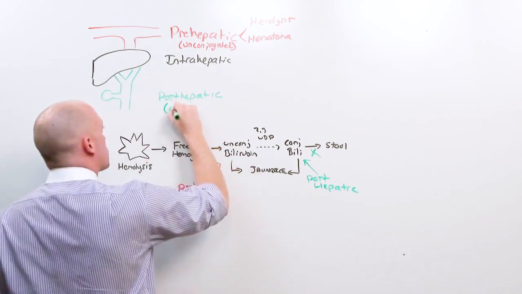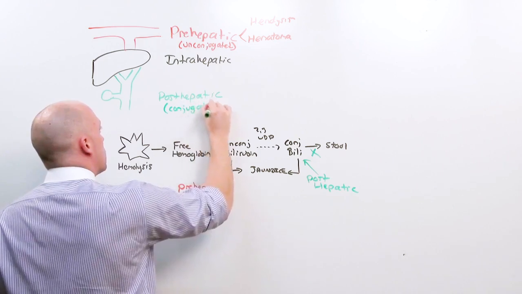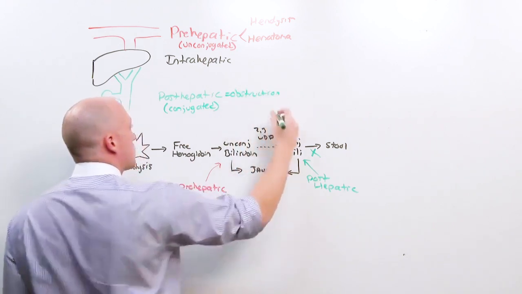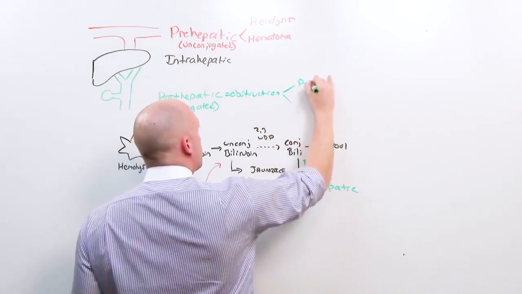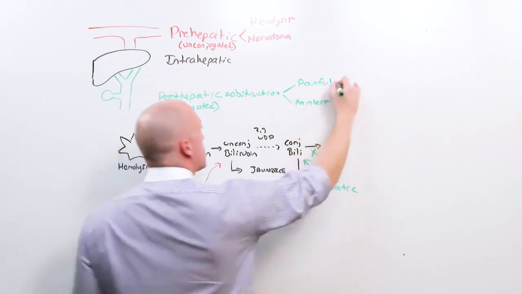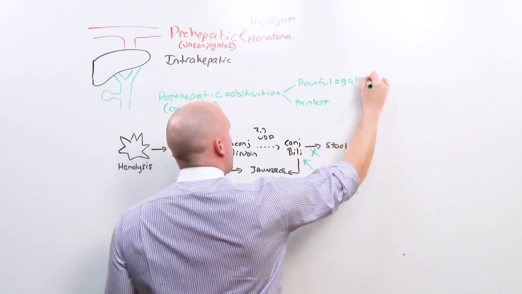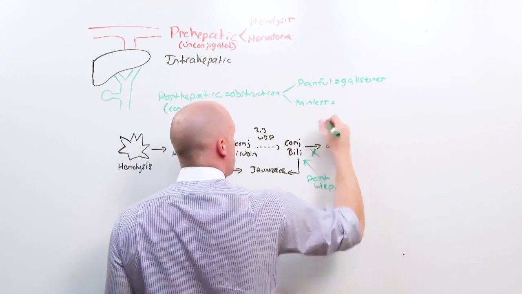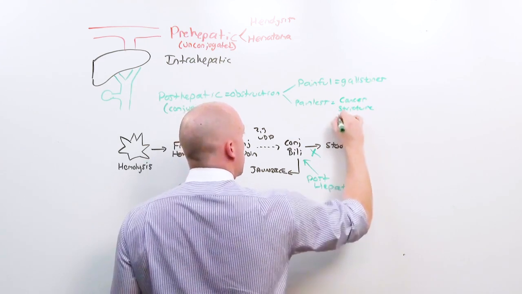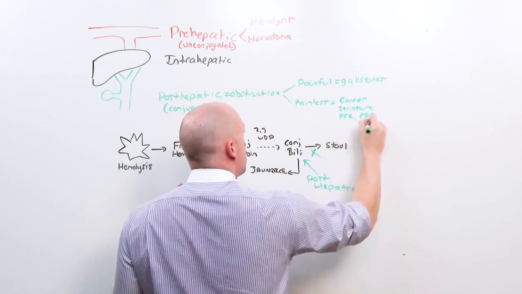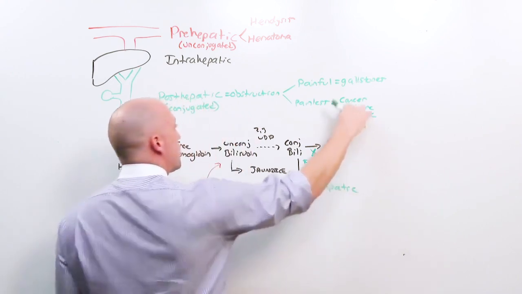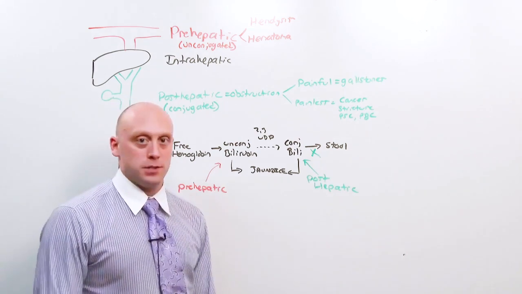Posthepatic jaundice is mostly conjugated. This comes from obstruction, and there are two types of obstruction: the one that's painful and the one that's painless. Painful jaundice is gallstones. Painless jaundice is going to be cancer or stricture. We can also throw in here PSC and PBC: primary sclerosing cholangitis, extrahepatic ducts, and primary biliary cirrhosis, intrahepatic ducts, with still some forms of painless obstructive jaundice.